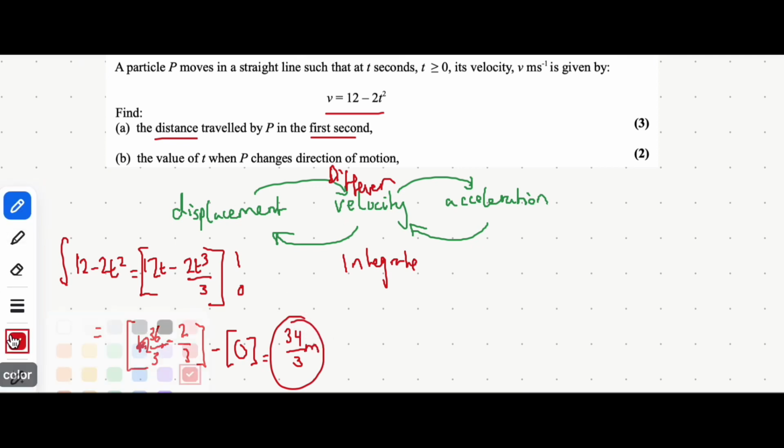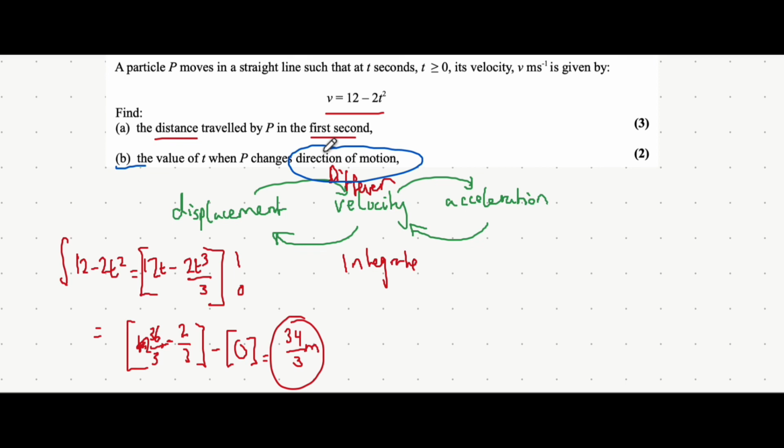Let's change colors and move on to part B of this question. The value of t when p changes direction of motion. Now, what does that mean? Let's think about a ball hitting a wall and rebounding off. So let's say it hits a wall at a speed of, let's say, 2 meters per second. And then the speed when it bounces back is less, 1 meter per second, let's say.